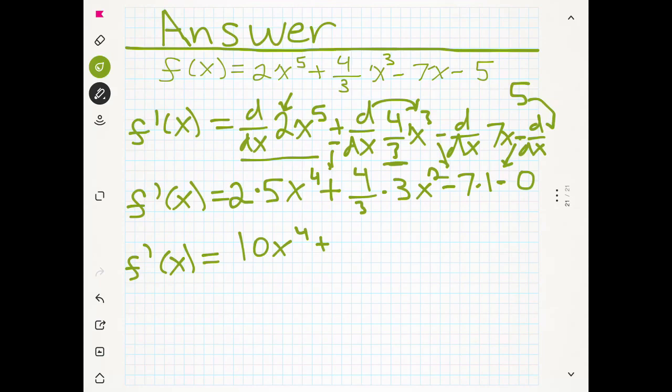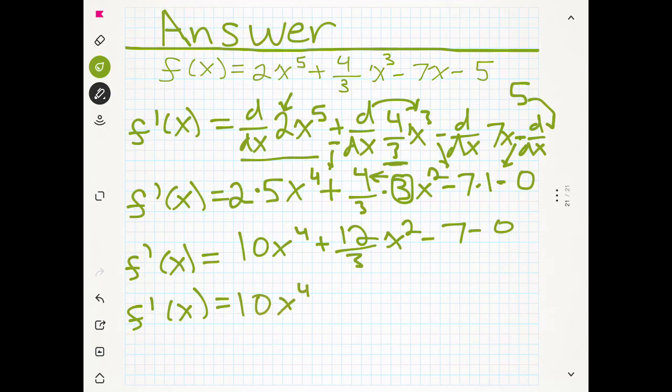Plus, now 4/3 times 3x squared. Remember, since this is multiplication, we do not need common denominators for these fractions. We can just directly multiply the 3 with the 4. So 4 times 3 is 12, all over 3, and the x squared. Then 7 times 1 is just 7, very straightforward, minus 0. Now let's clean that up even more because it can be made neater. This stays 10x to the power of 4. 12 divided by 3 is 4, so it's actually a whole number, which is very nice. 4x squared minus 7. And the 0, well, we don't need to write it, so we can just write this. And this is the derivative.